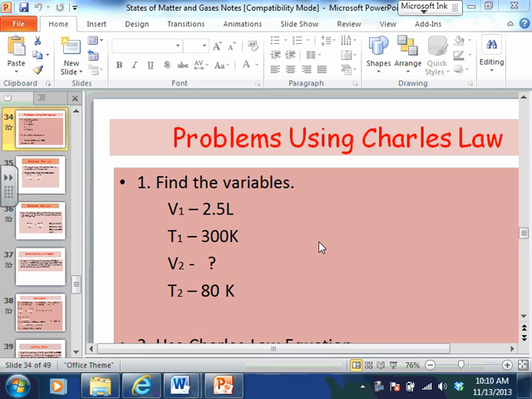We are on the combined gas law part of these notes. Actually, let me find the notes so I can see what you're looking at here. We're on the combined gas law part, which basically just combines the gas laws.